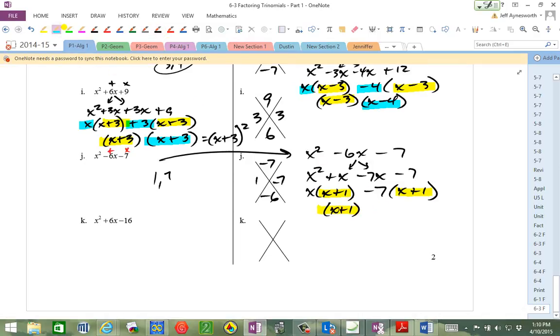Once you do this a bunch of times, you'll be as fast as I am. And these are like 30-second or 60-second questions when you get good. Okay, so let's do the last one. What two numbers multiply to negative 16 and add to 6?